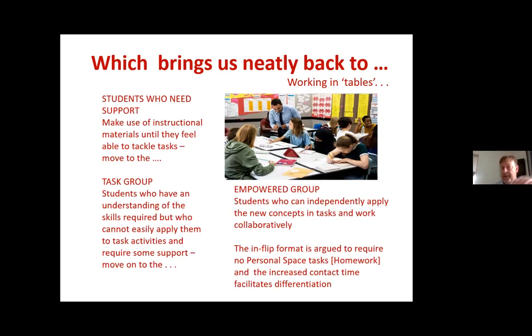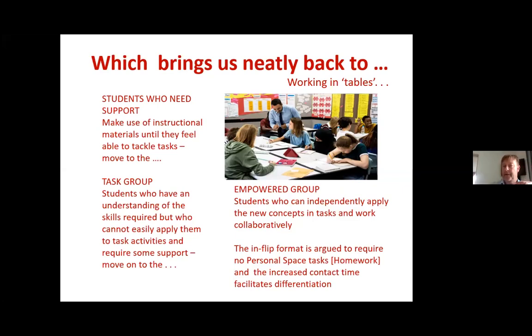You would have the low achieving table, the middle achieving table, and the top achieving table. And students would know this. They would know which one they were sitting on. And it was highly demotivational and was quickly dropped. But at the time of doing my training, it was a way of differentiating for students. And working in virtual tables is a way in which we can differentiate in an in-flip environment.